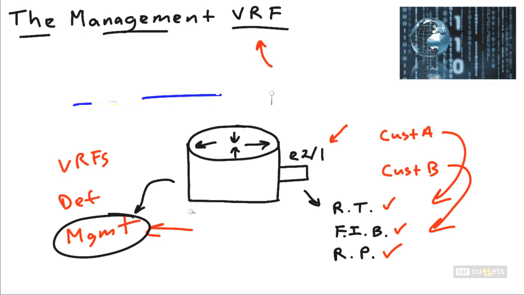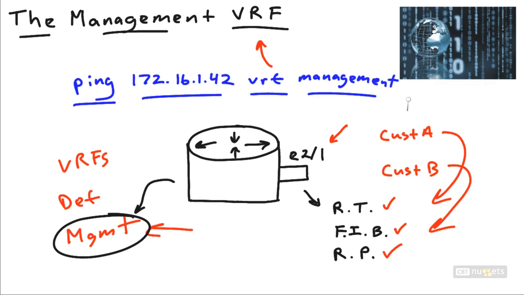In order to test our connectivity for management purposes, our full command would be ping, the address, and then VRF, and in this case, our management VRF is specified.